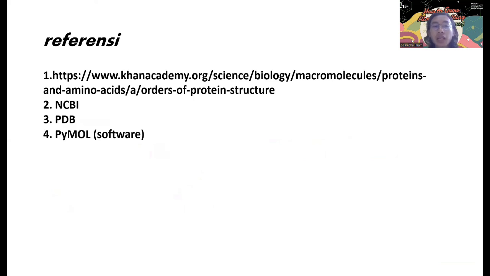References are from Khan Academy and NCBI, PDB, and software for visualization using PyMOL. Thank you for your attention. We hope you understand the protein specifically in Thermus aquaticus. This is Taq polymerase.